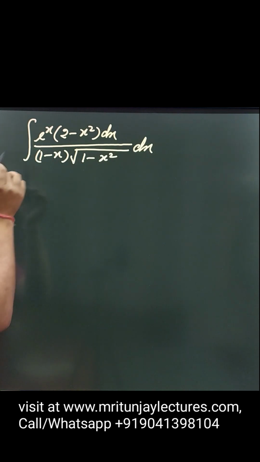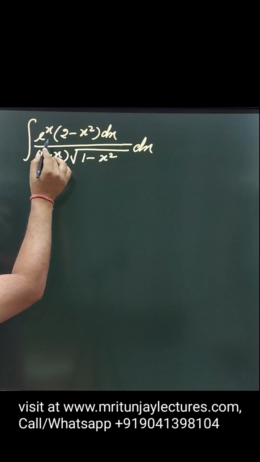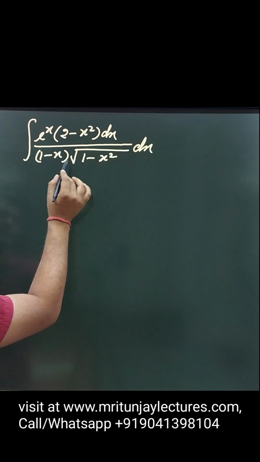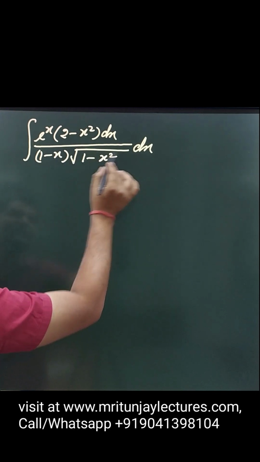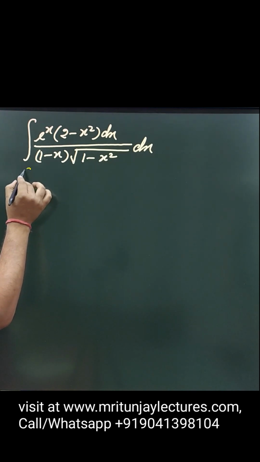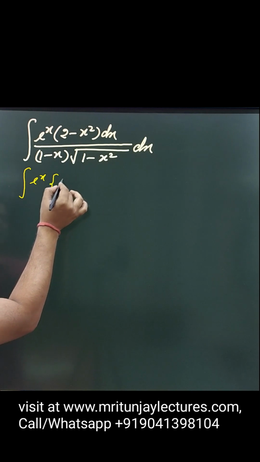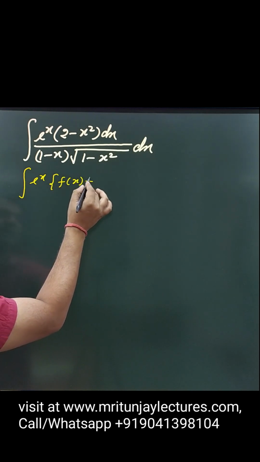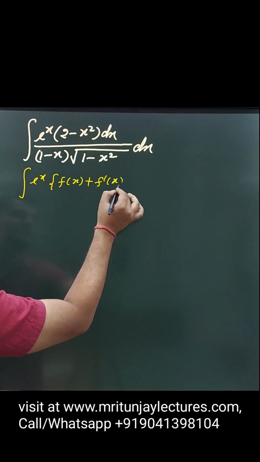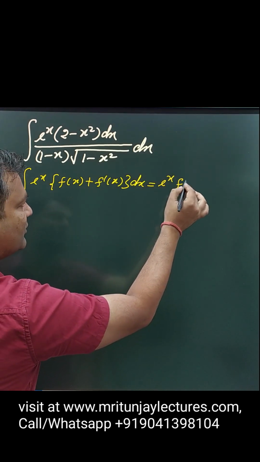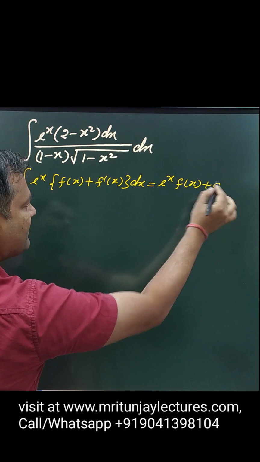Now, question of the day, our motto: determine the integration of e to the power x into (2 minus x square) divided by (1 minus x) into under root of (1 minus x square) dx. So first of all, I know a formula I have developed. If e to the power x into [f of x plus f prime x], then the integral is e to the power x into f of x plus c.